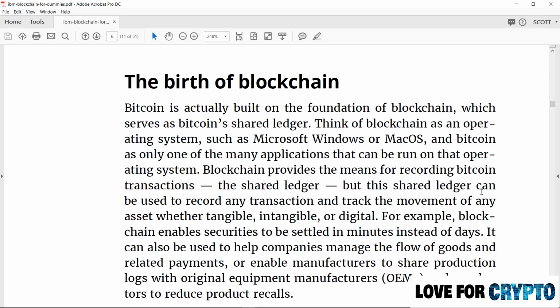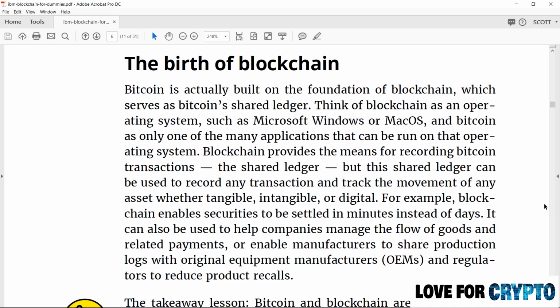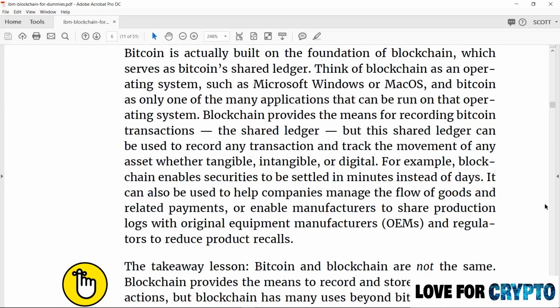During the early stages of the internet, people were just sending emails. During the early stages of blockchain, there was only Bitcoin to use. Now we're seeing many more coins emerge, many more technologies emerge, and it's only going to snowball down the line. Blockchain provides the means for recording Bitcoin transactions, the shared ledger, but this shared ledger can be used to record any transaction and track the movement of any asset, whether tangible, intangible, or digital.